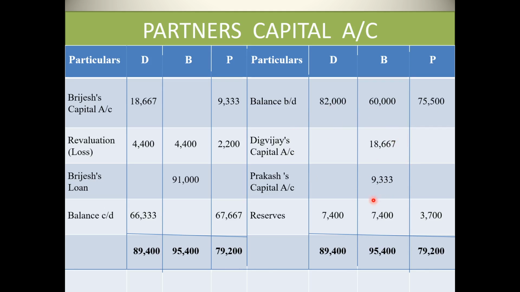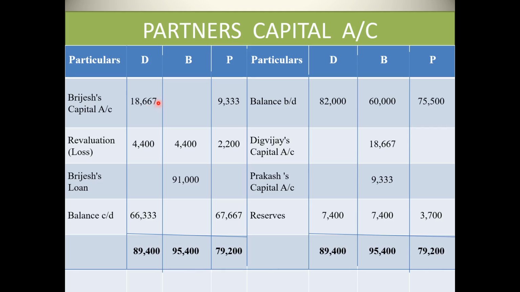Now after that, this is related to goodwill. I already told that the total amount of goodwill is 70,000. Out of that, Brajesh's share is 2/5, meaning 28,000. This 28,000 we will distribute in their gaining ratio: Digvijay's share is 18,667, and Prakash's share is 9,333. The entry is from the remaining partners to the retiring partner. Digvijay is a remaining or gaining partner, and Prakash is also a gaining or remaining partner. So Digvijay capital account debit, Prakash capital account debit, to Brajesh capital, meaning the retiring partner.